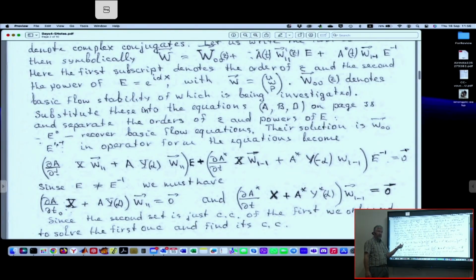So x is still the same matrix as we defined before. Y is the same matrix as we defined before. And the only thing is that I suppressed the dependence on Reynolds number. It is there, but just to write it a little bit shorter, I do not show it here. But we remember that it is there.